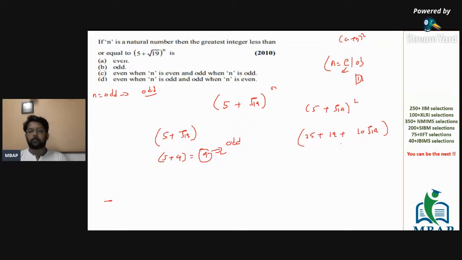Now the only thing that you have to look into is this part. Root 19 again will be 4.2 or 4.3 only. So take the integral value 4. 4 into 10 will be 40. This part is going to be 40. What is 25 plus 19? This value will be how much?